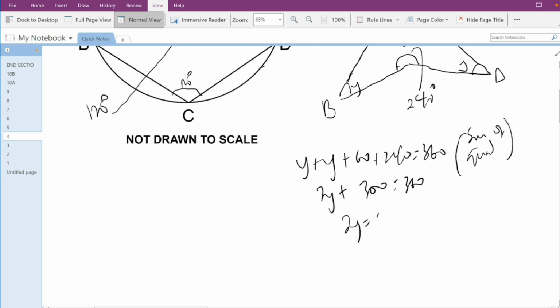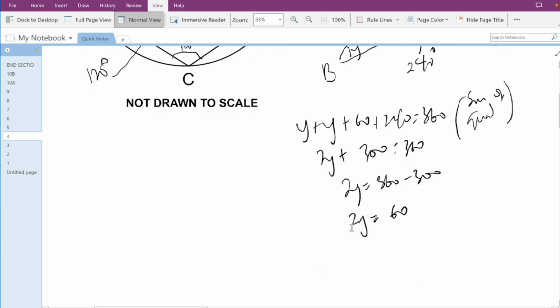2y equals 360 minus 300. We take the plus 300 over the equals sign and it becomes minus 300. We have 2y equals 360 minus 300, which gives us 60. Now we're looking for y, so we divide both sides by the coefficient of y, which is 2. 2 cancels 2 here, and 60 divided by 2 is 30. y is 30 degrees. So we have actually seen there are 3 ways to get the value for y, which is 30 degrees.